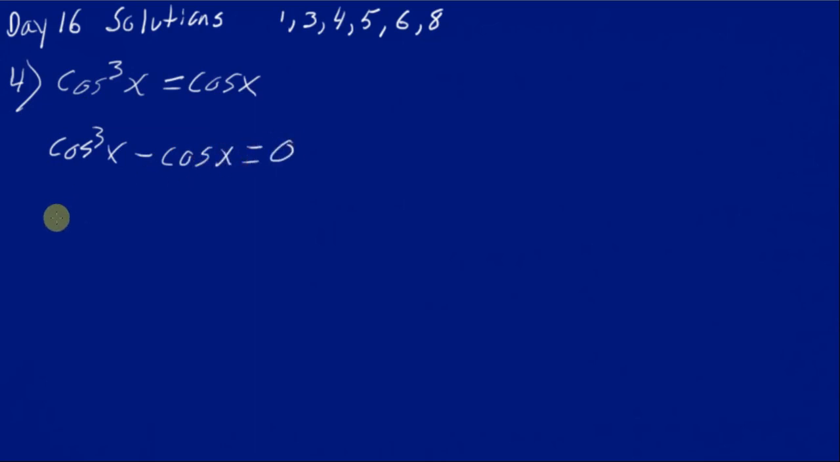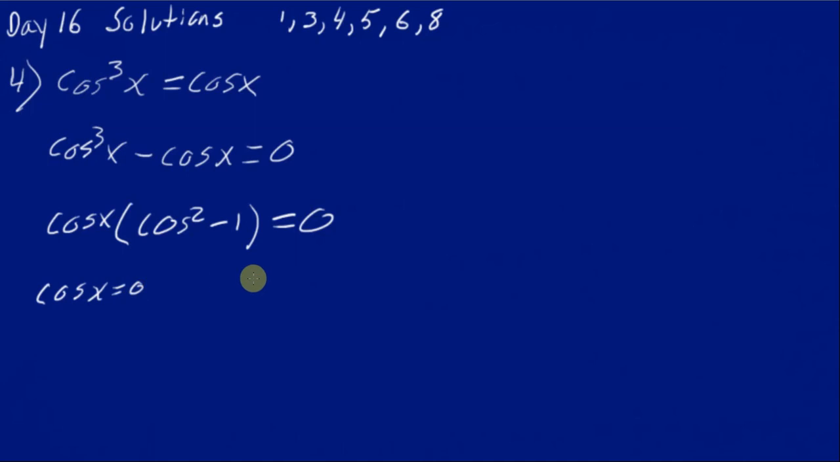I'm going to factor out the common factor, the cosine of x. And that leaves cosine squared minus 1 is equal to 0. This actually, you could factor as a difference of squares, or we're just going to do the square root property. So I'm now going to take each factor. Cosine of x is equal to 0. Cosine squared of x, forgot that here, minus 1 is equal to 0. So cosine squared of x is equal to 1.